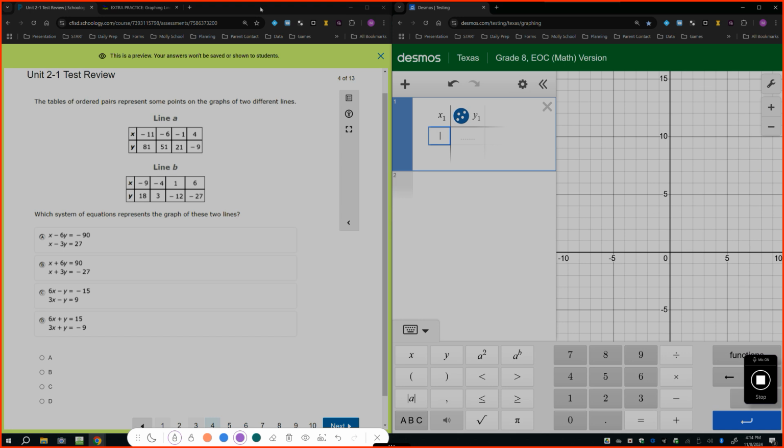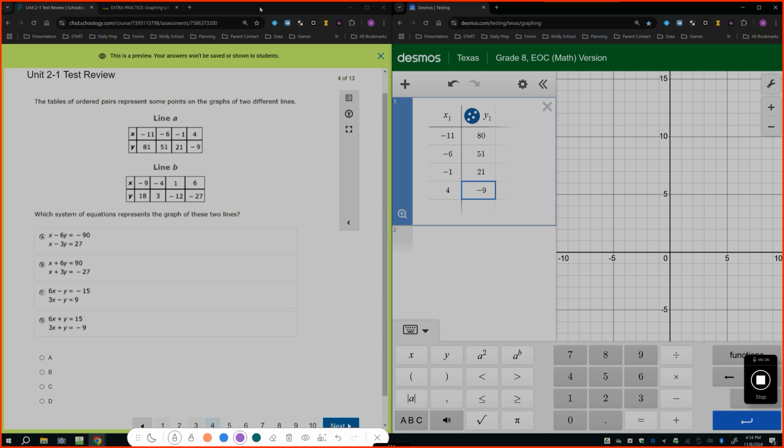Now, what I told my kids also is I am notoriously bad at entering horizontal tables. So please be careful when you're entering them. I'm not proud, but I got this part right, but then when I went to do the y's, I put 81 and then I put 51 and then I randomly started putting numbers from line B. So be careful and don't be like me.